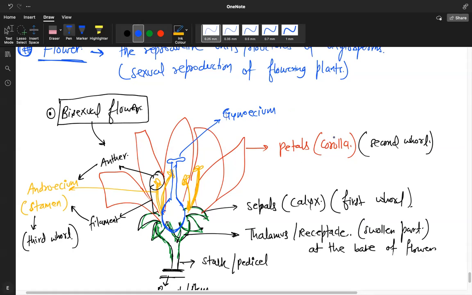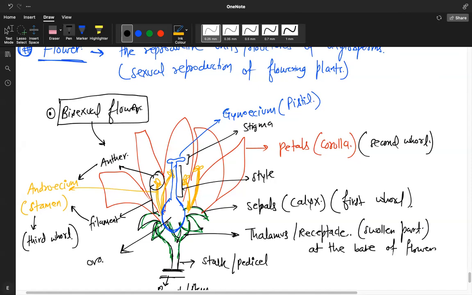So Gynoasium, and the word that you must have heard is pistil, right? Pistil. And Gynoasium has 3 parts. The first one here is called stigma, and this long thing is called style, and this swollen part, which is covered by thalamus tissue, is called ovary. So stigma, style, and ovary are the 3 parts of Gynoasium. Is it clear?